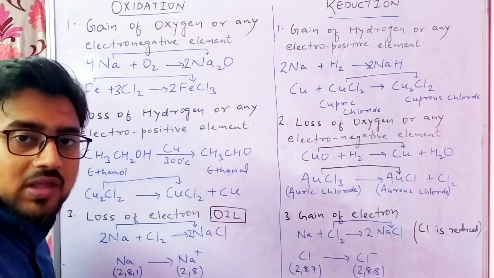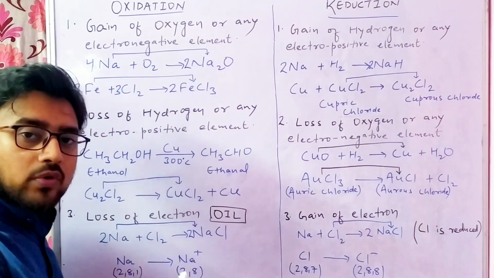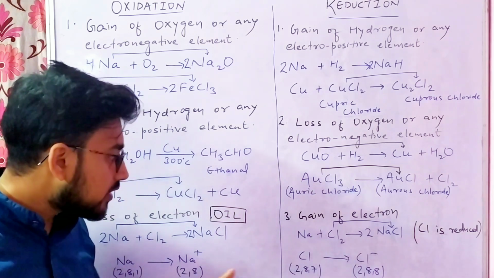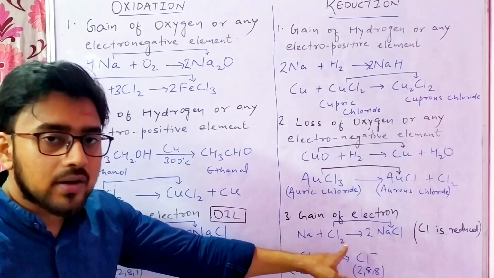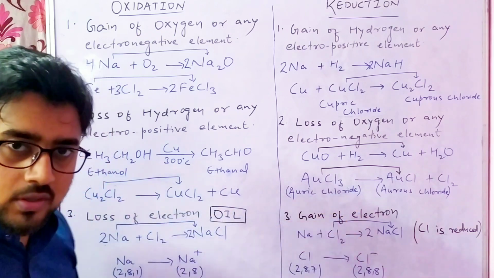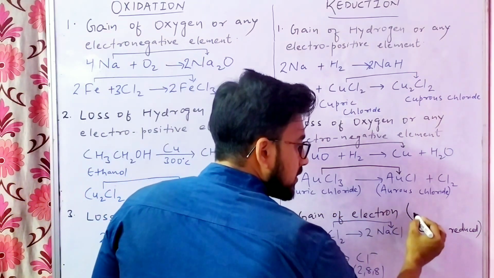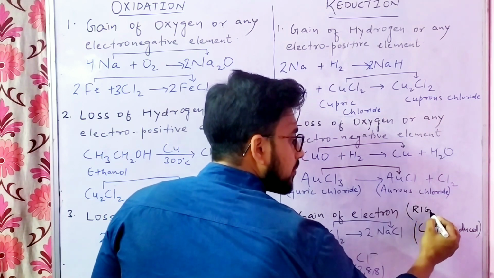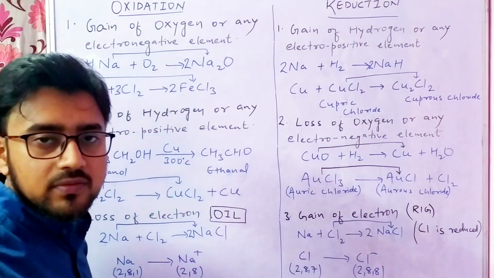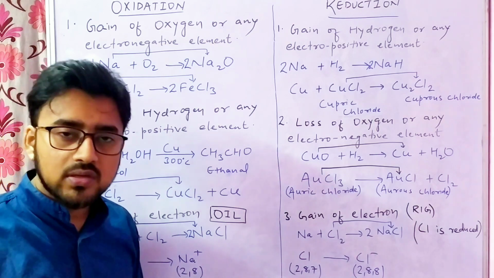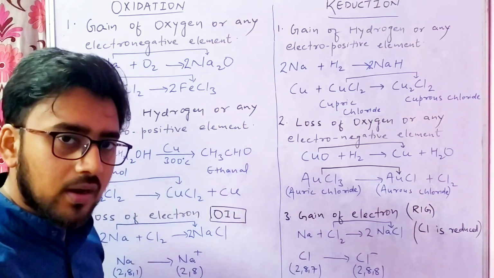And to whom it is giving electron? To chlorine. So chlorine is reduced. Why is chlorine reduced? Because reduction is what? Reduction is gain of electron. So let's talk about reduction. Reduction is gain of electron. This can also be learned by this simple trick, RIG. RIG means R for reduction is gain of electron.